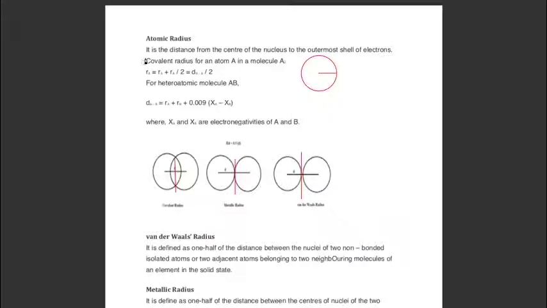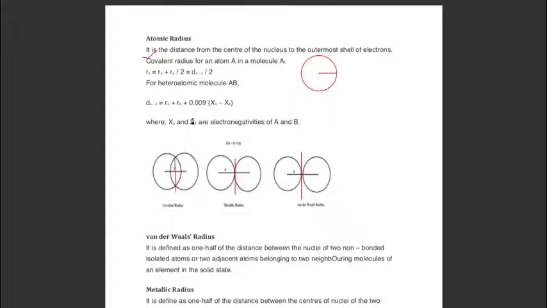First is covalent radius. Covalent radius is half of the distance between the nuclei of two covalently bonded atoms. I am repeating, covalent radius is half of the distance between the nuclei of two covalently bonded atoms.